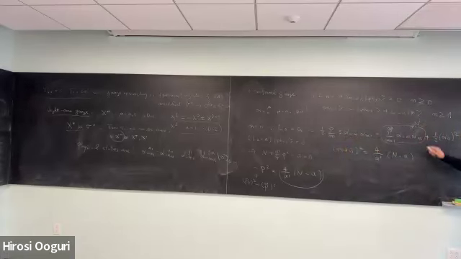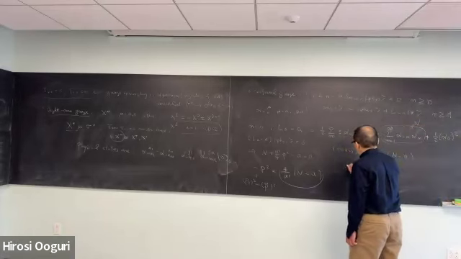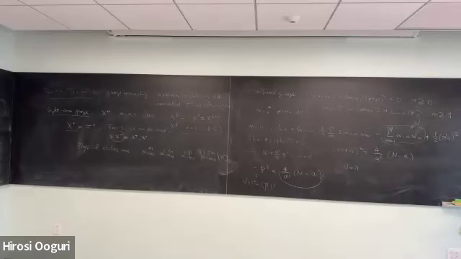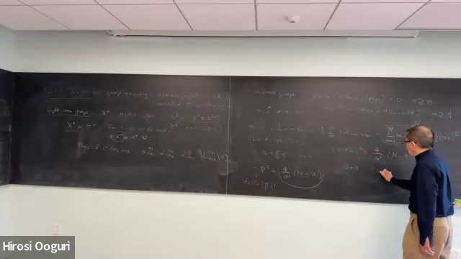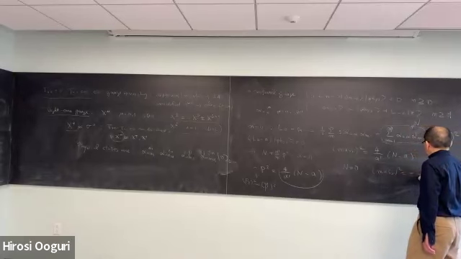Okay? So N is a non-negative integer that counts the number of excitations of the string, basically. And so if N starts with 0, that is the ground state of oscillation. So the ground state has mass squared equal to minus 4a over alpha prime.